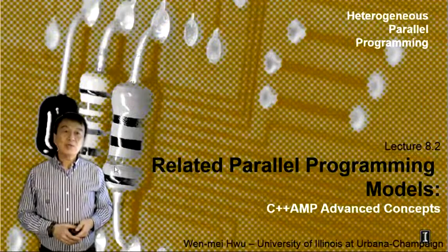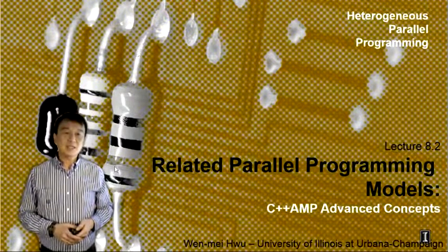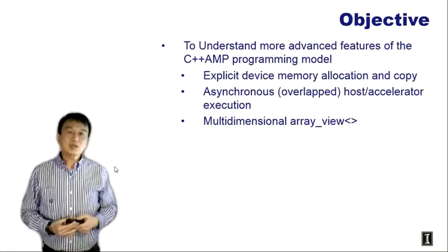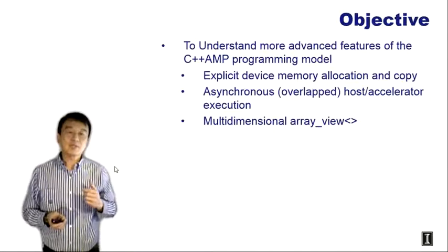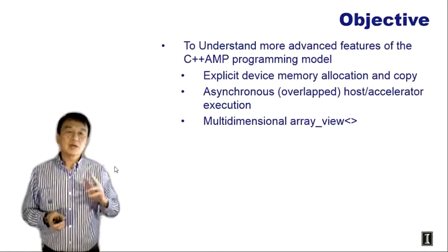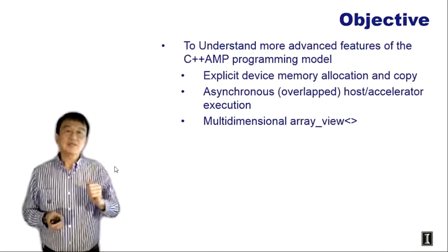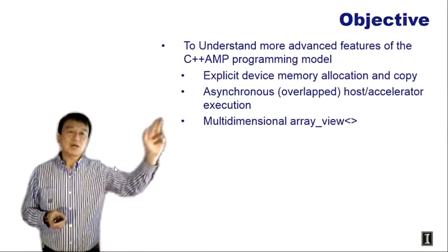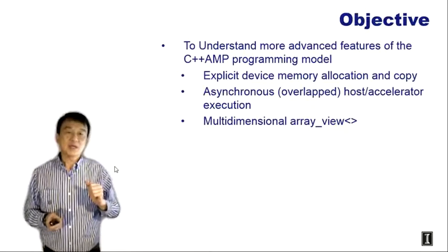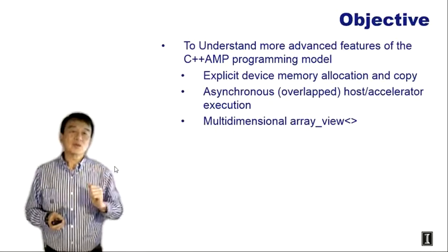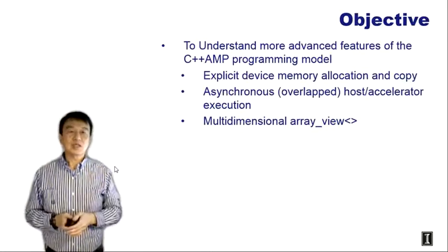We're at lecture 8.2. We will be going over C++ AMP advanced concepts. The objective of this lecture is for you to understand more advanced features of the C++ AMP programming model. We're going to go over explicit device memory allocation and copy, and asynchronous or overlapped host accelerated execution. And then we're going to discuss some useful features of array view to support multi-dimensional data arrays.